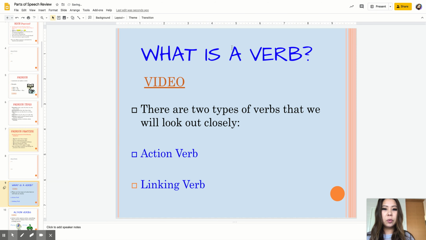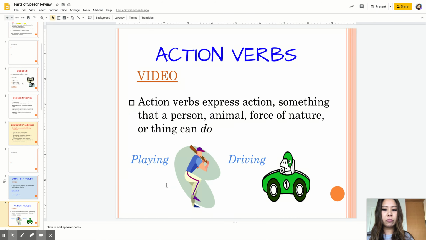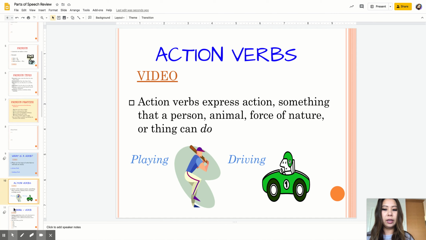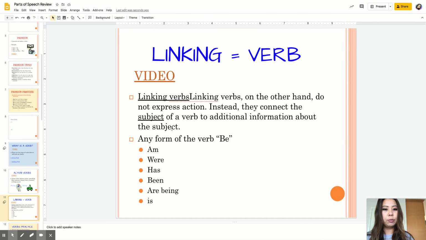Okay, so the next one we're going to do is verbs. You're going to watch the video on verb, and then we're going to talk about 2 types of verb, which is action verb and linking verb. Okay, action verbs are verbs that express an action like playing and driving, and linking verbs express a state of being. I am here. She is pretty. So these verbs aren't action. You can't show them. They are a state of being.